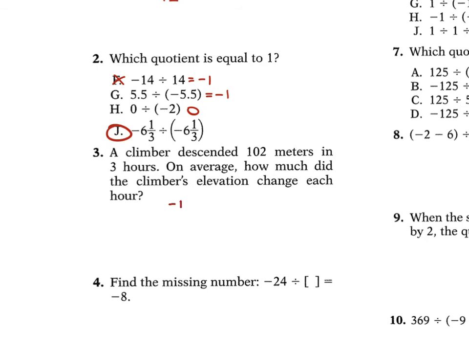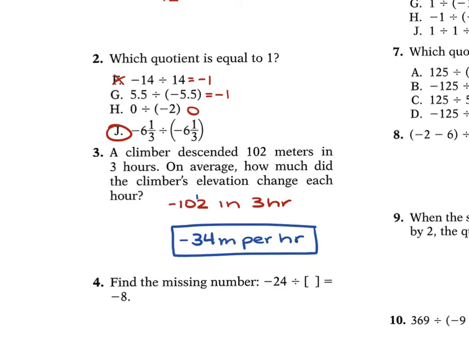So that's -102 in 3 hours. On average, how much did the climber's elevation change each hour? So we're just dividing these two. A negative divided by a positive is a negative. 3 goes into 10 3 times with 1 left over. 3 goes into 12 4 times. So -34 meters per hour.